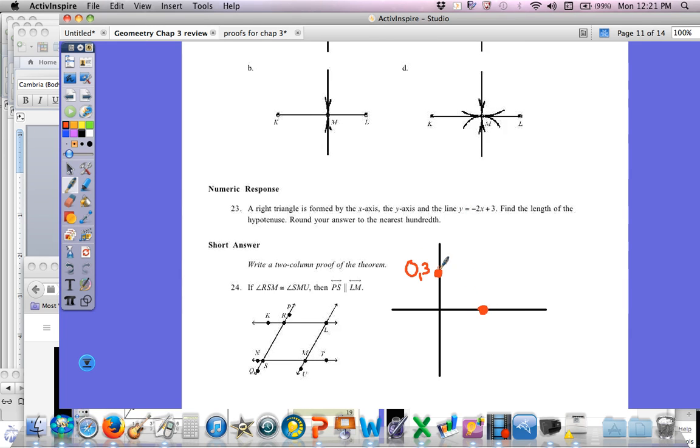And over here, does anyone know how I'm going to find the x-intercept? When x was 0, y was 0. So 0 equals negative 2x plus 3. So I have negative 3 equals negative 2x. So what does x equal? Not 2/3, you did it backward. Negative 3 over negative 2, which is 3/2.